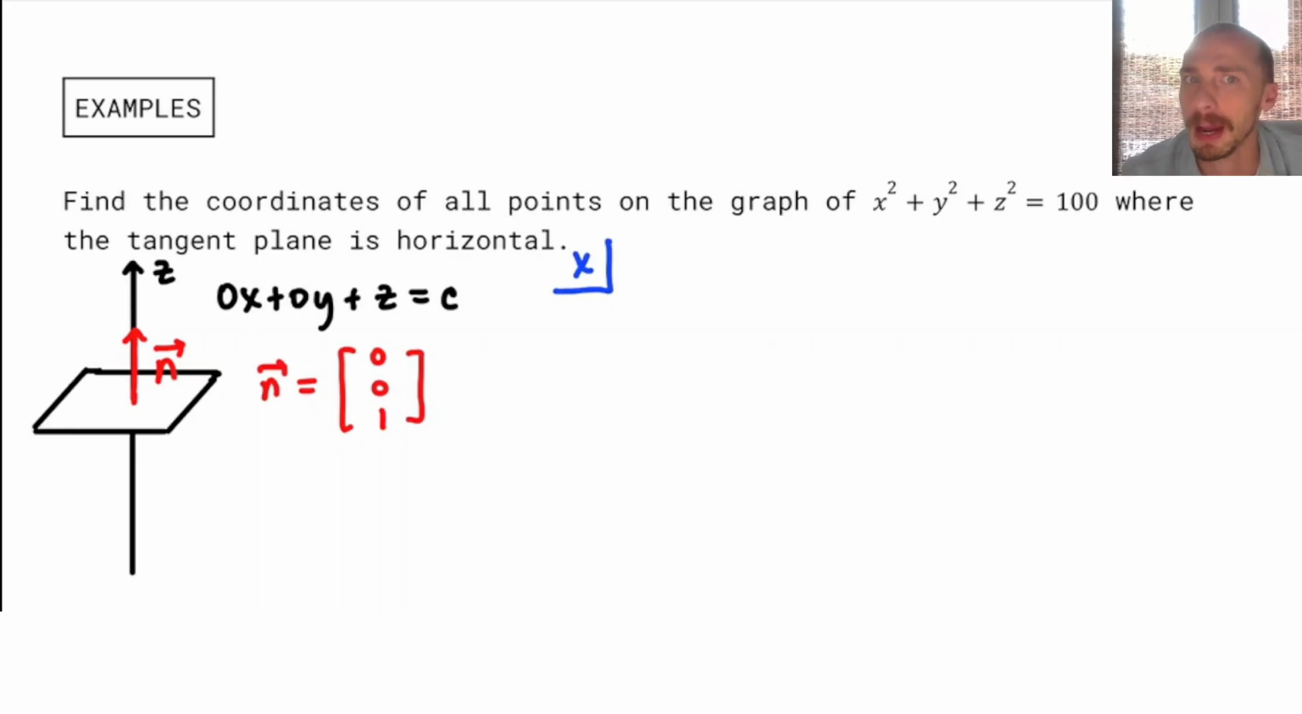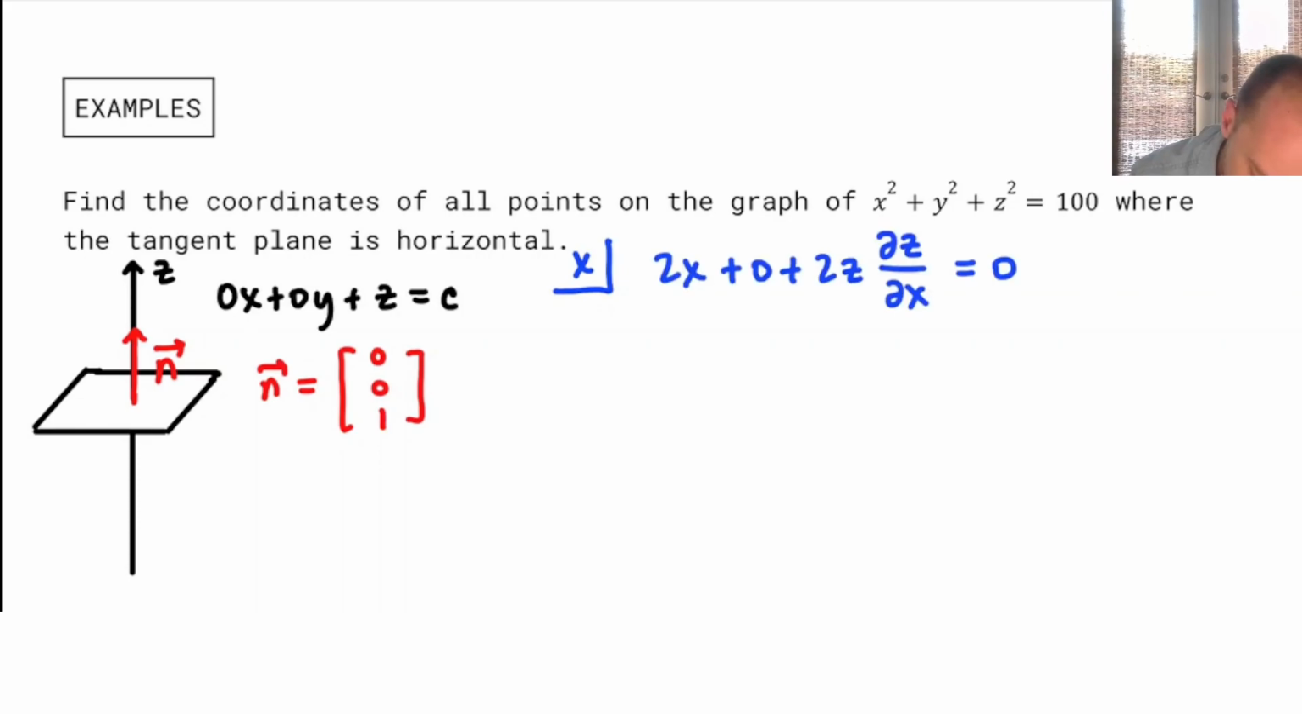It's just that z might depend on x, so the derivative of z squared will be 2z times dz dx by the chain rule. The derivative of x squared is 2x, the derivative of y squared is 0 with respect to x, and the derivative of z squared is 2z times dz dx, and that's equal to 0, which is the derivative of 100 with respect to x. Now if I solve for dz dx, I subtract 2x and then divide by 2z, and I get dz dx as negative x over z.